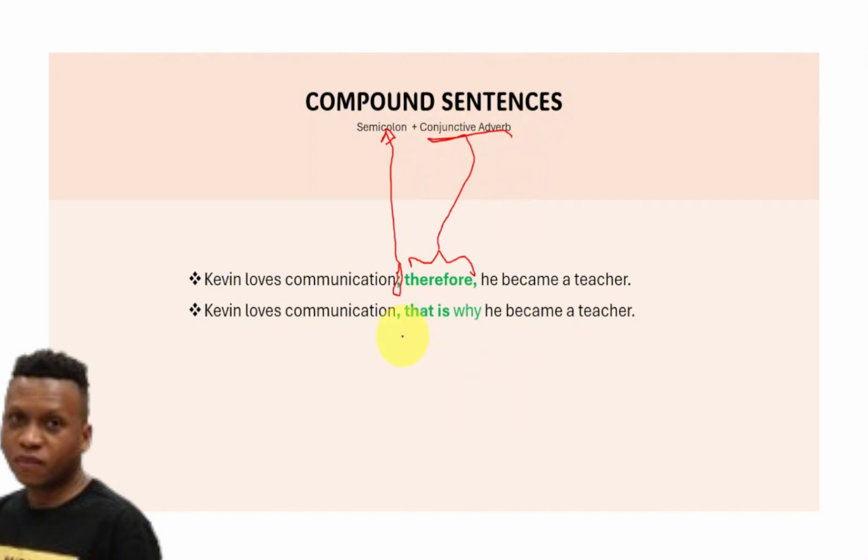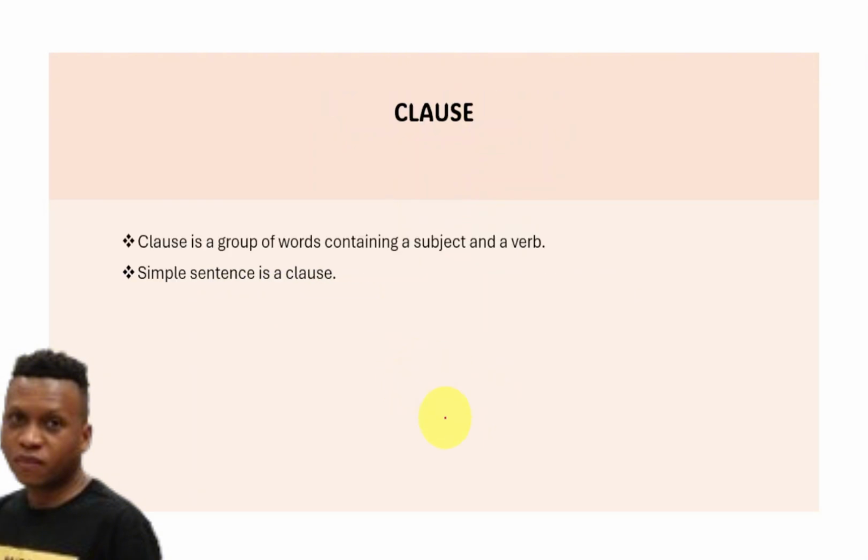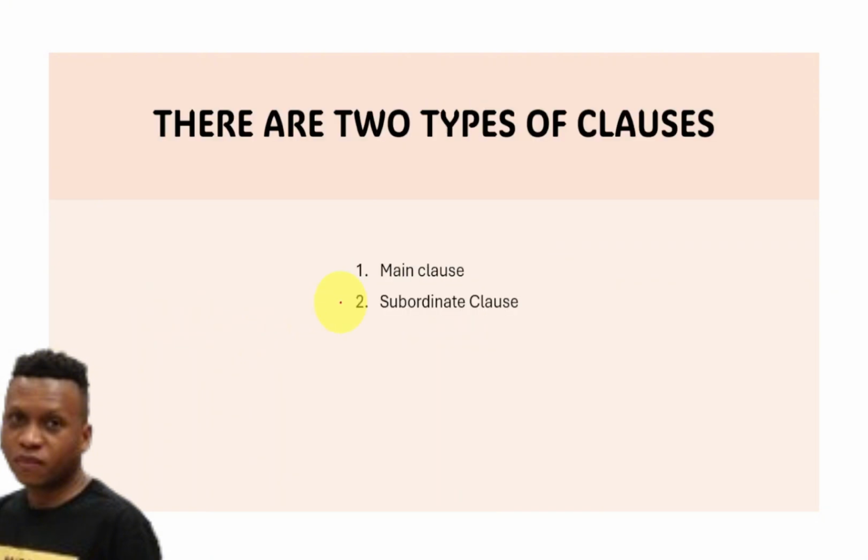Same thing here. Okay. Now we come here. You're also going to hear about the clause. A clause is a group of words containing a subject and a verb. Okay. A simple sentence is a clause. So we come here. There are two types.